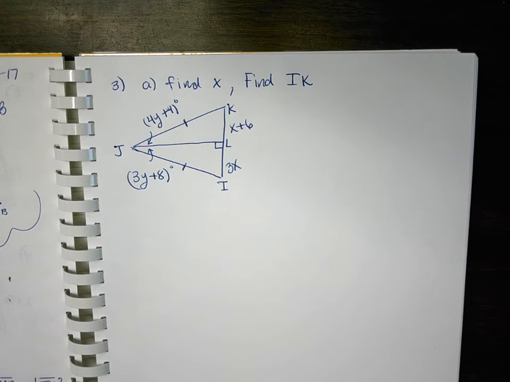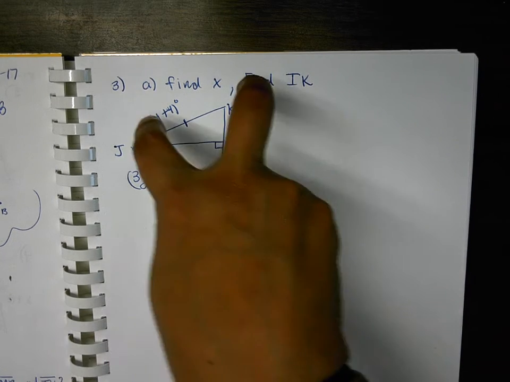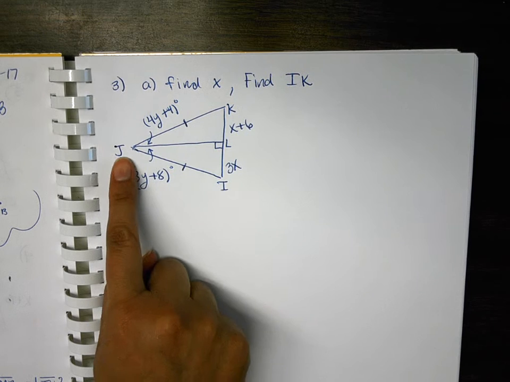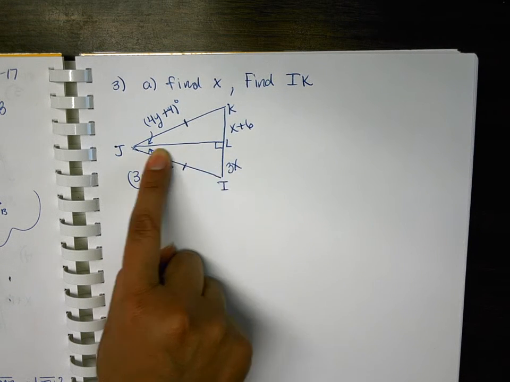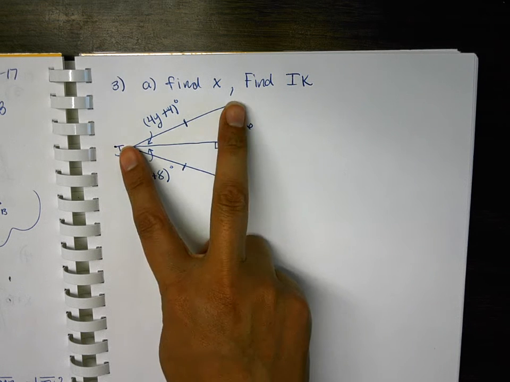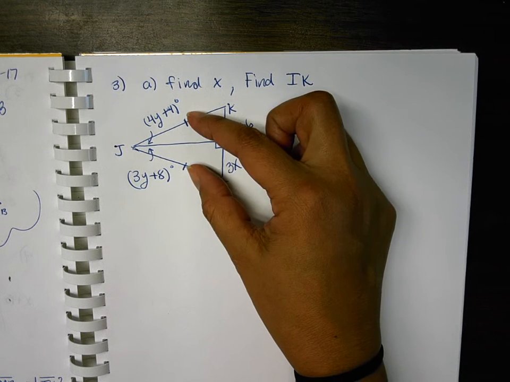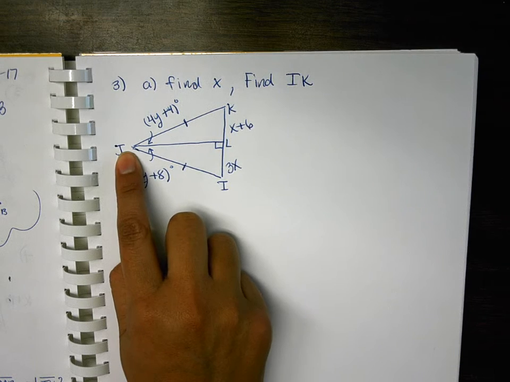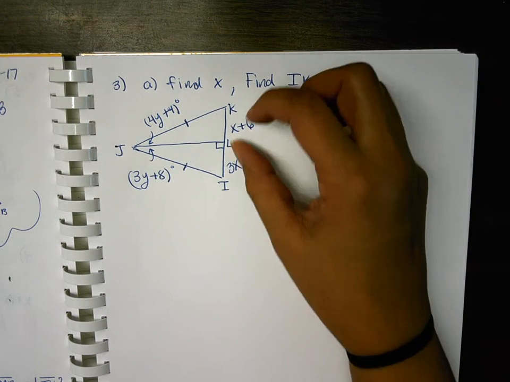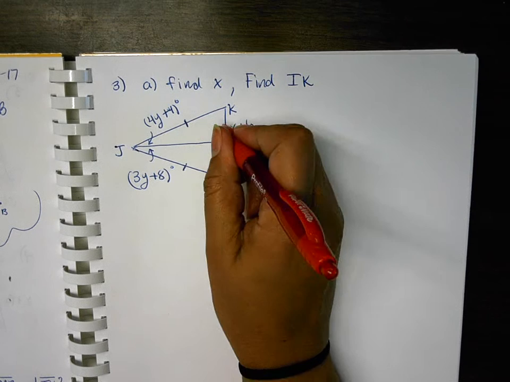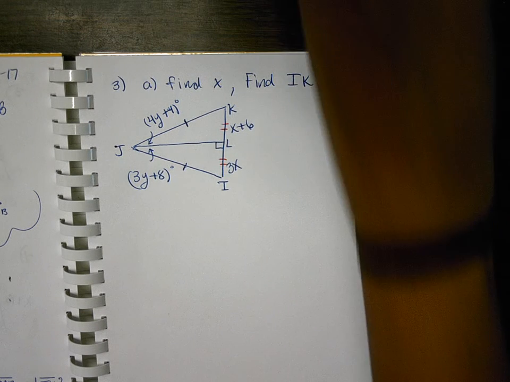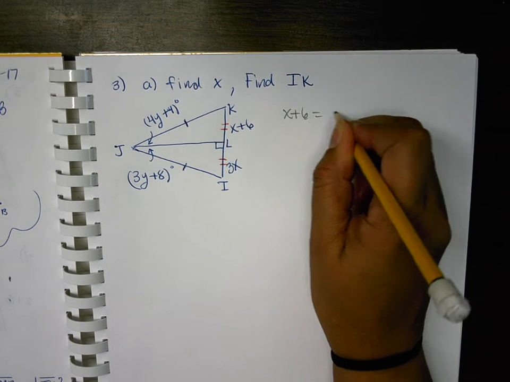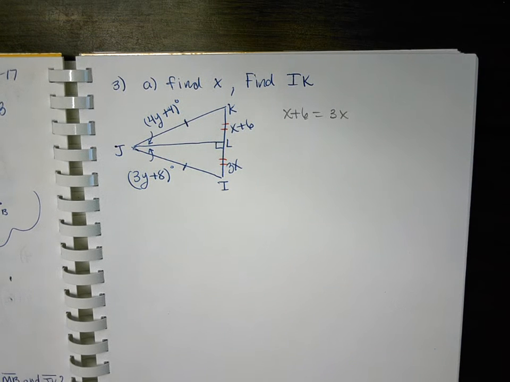We are using the converse, which stated if you have an isosceles triangle, then your vertex is on the what? The perpendicular bisector. So again, if this is an isosceles triangle, which it is, then this is on the perpendicular bisector, which means what about KL and IL? They are congruent to each other. Do you see that? Okay, so your equation is going to be x plus 6 equals 3x. I'm going to have you guys solve that now.